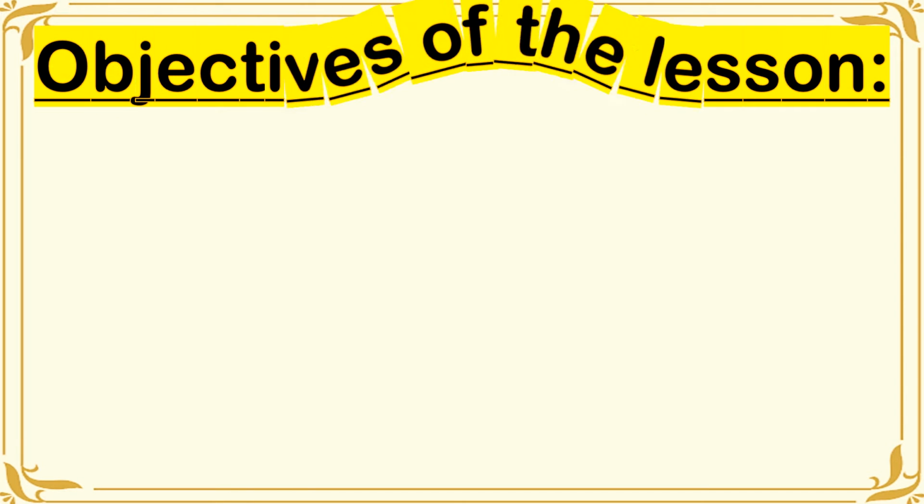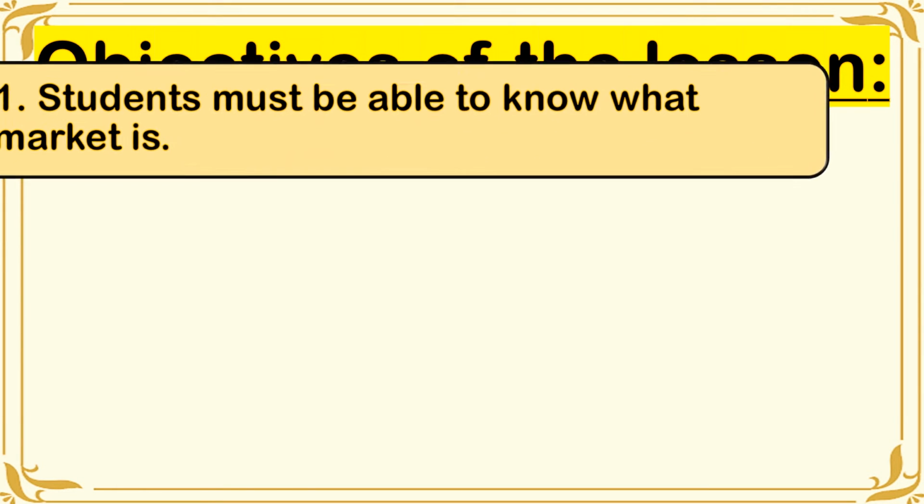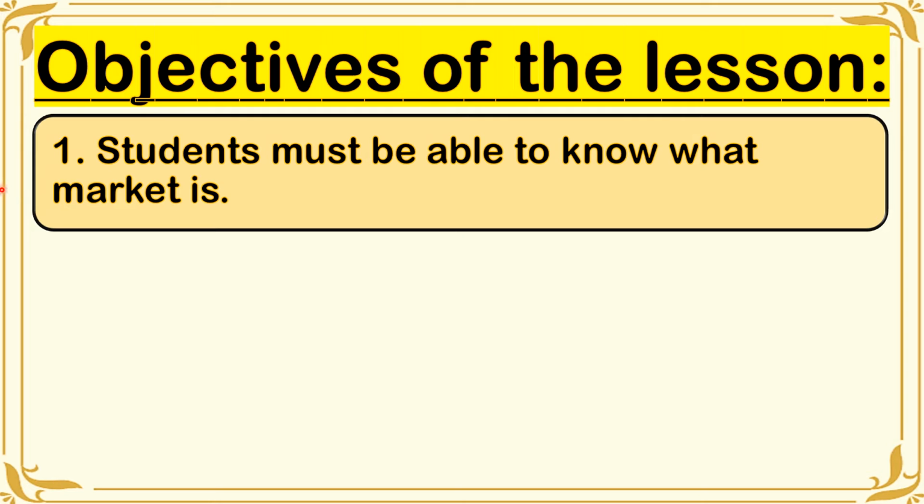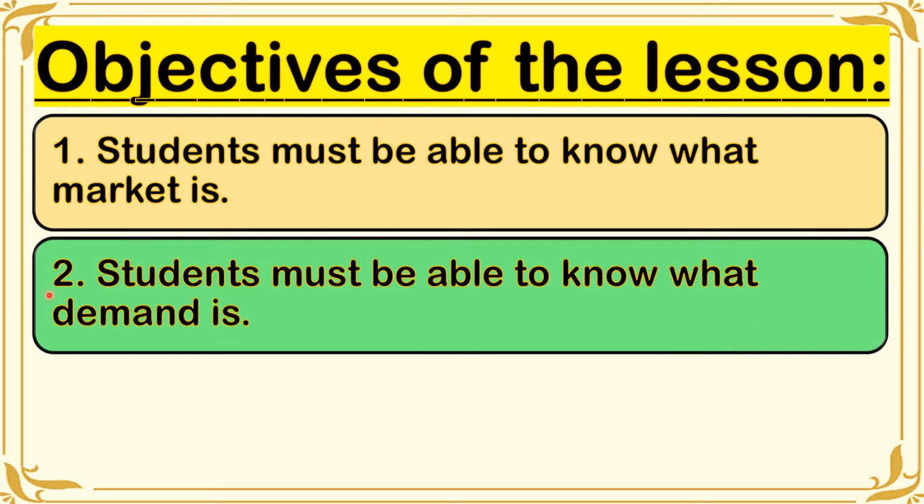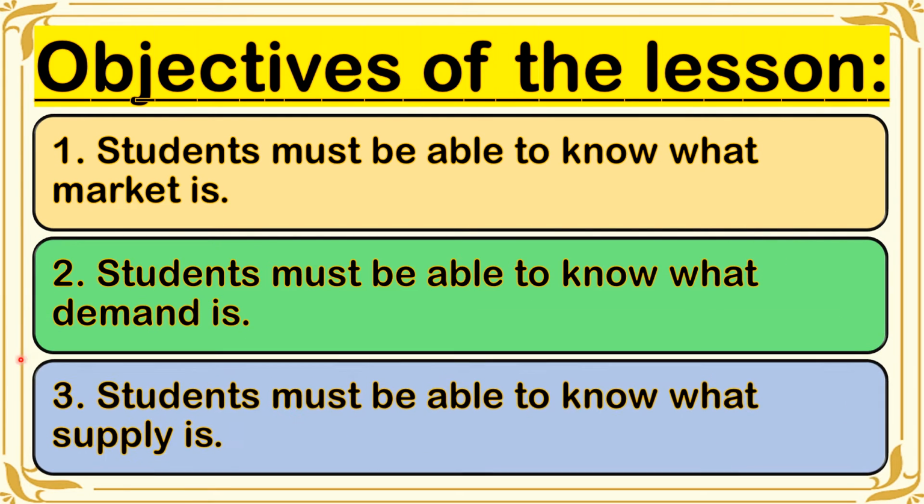Class, the objectives of the lesson of today are the following. Number one, students must be able to know what market is. Number two, students must be able to know what demand is. And number three, students must be able to know what supply is. So I expect that at the end of our lesson today, you already know what market, demand, and supply is.